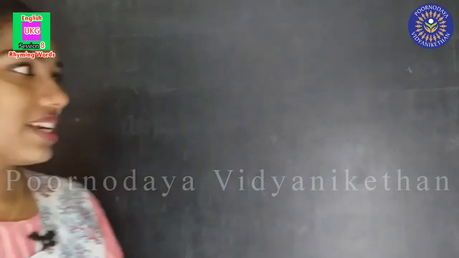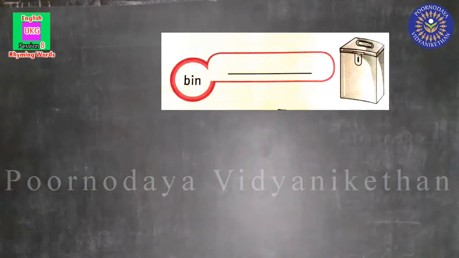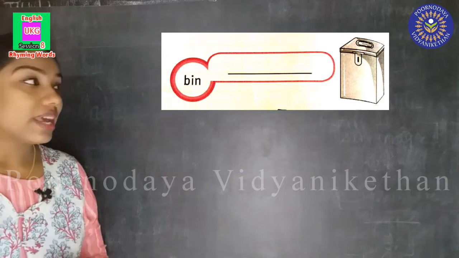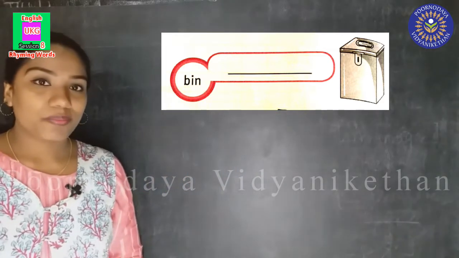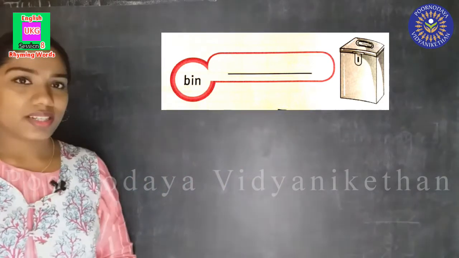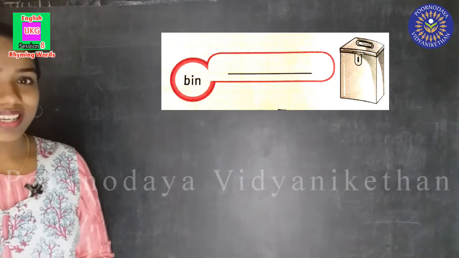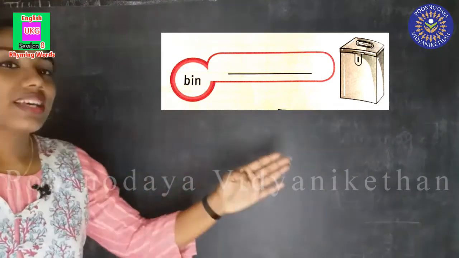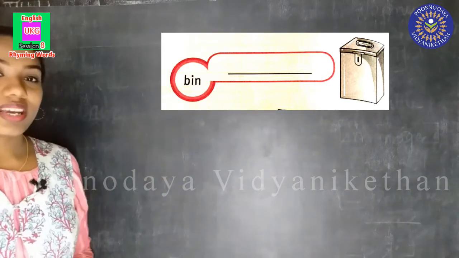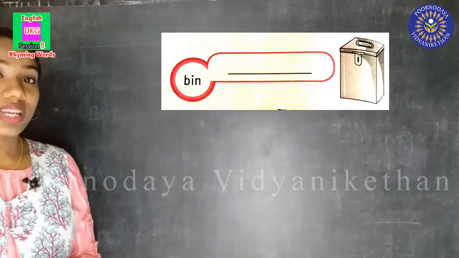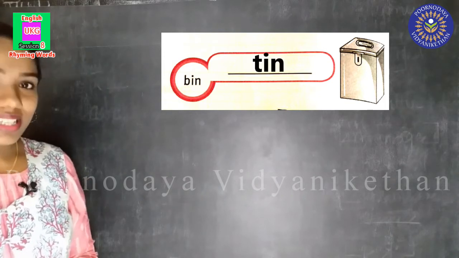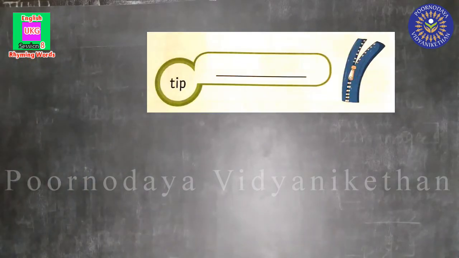Now see this, children. Look onto the board. What is written here? Bin. And what is that picture? Tin, isn't it? Bin, tin. So we can write here tin. What is the spelling? T-I-N. Tin.